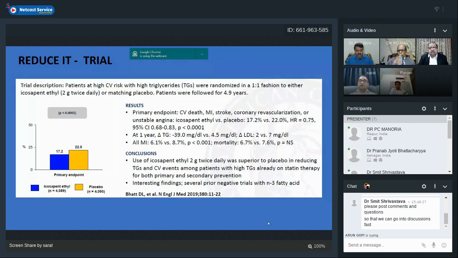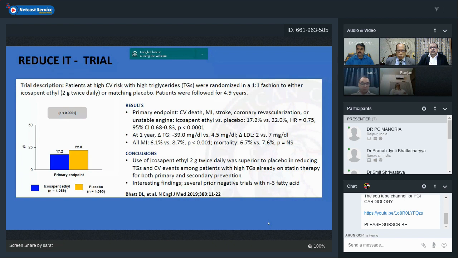The primary endpoint here is CV death, MI, stroke, coronary revascularization, unstable angina. And this has shown significant reduction in the primary endpoint. They used the acid, eicosapentaenoic acid, 2 gram BD, which is superior to placebo in reducing triglycerides and CV events among patients with high triglycerides already on statin therapy. So the patients who were randomized to this are those who have had therapy and still have elevated triglycerides. For both primary and secondary prevention, they used high doses of this and have shown significant benefit.